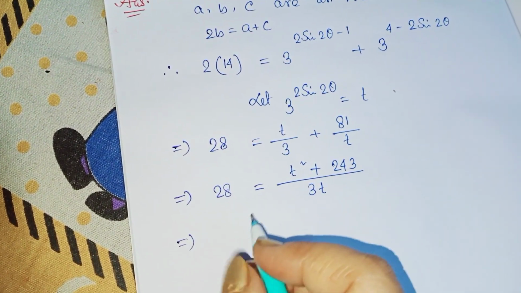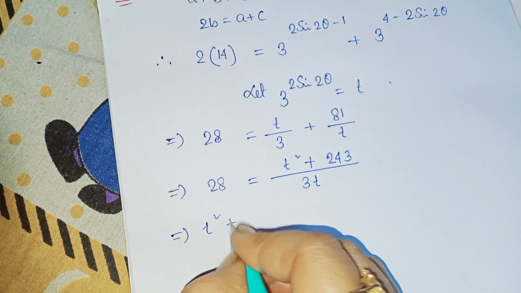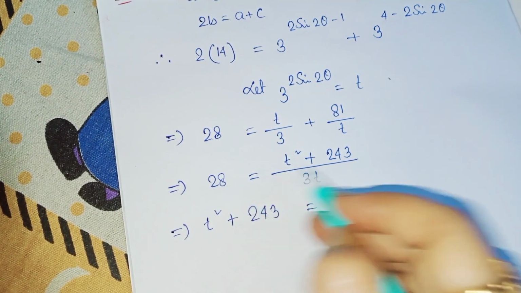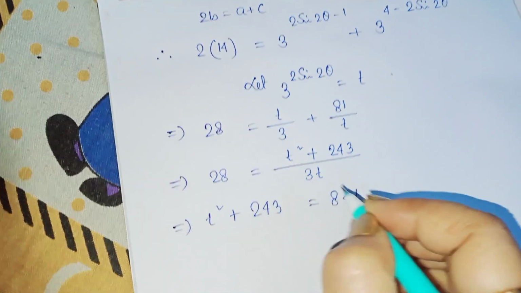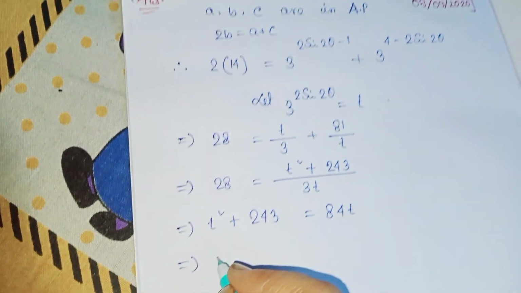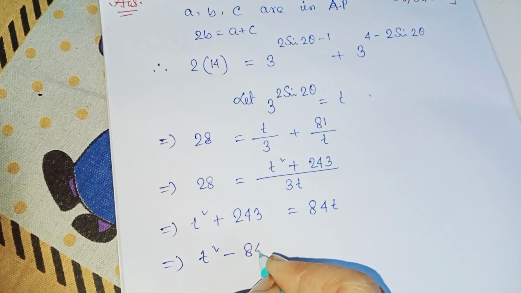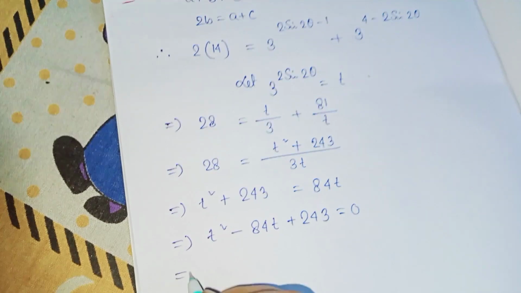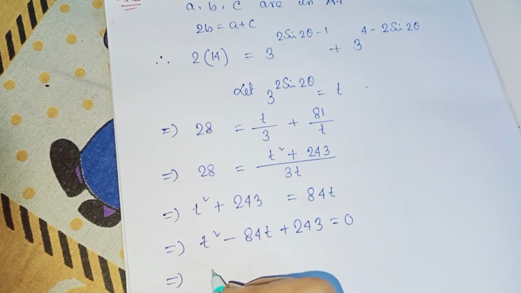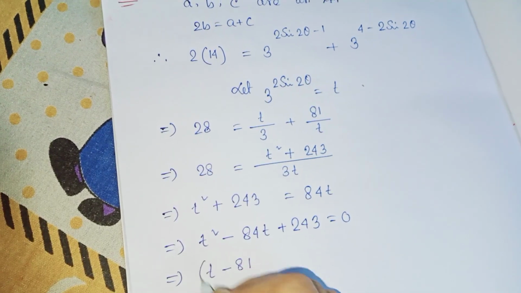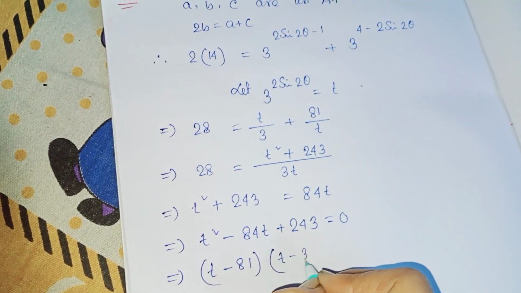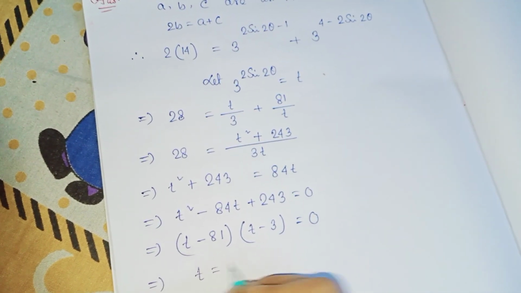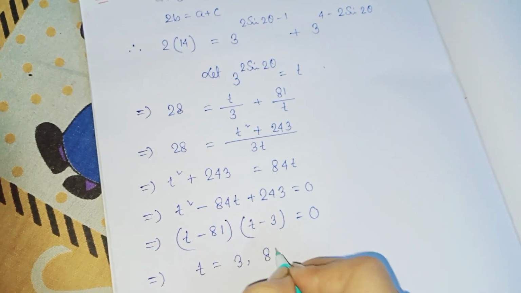Now t square plus 243 is equal to 3 into 28, that is 84t. So here we get t square minus 84t plus 243 is equal to 0. Splitting the middle term, it becomes (t minus 81) into (t minus 3) equal to 0. So t is equal to 3 and 81.